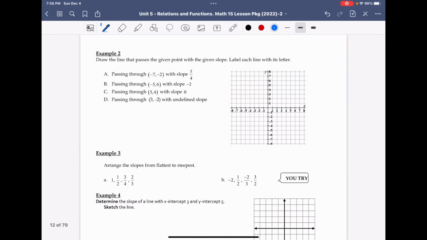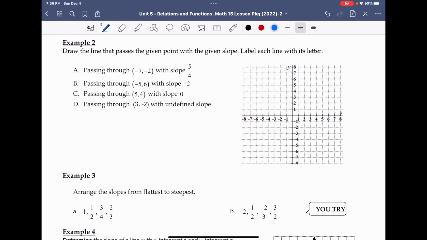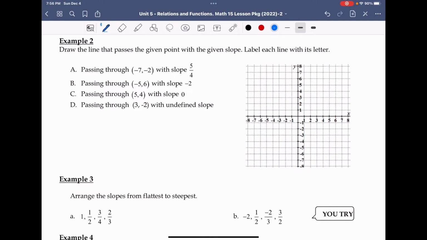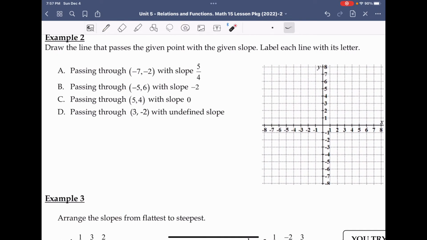All right, now example 2: draw the line that passes through the given point with the given slope, and then label each line with the letter. So what we're going to do here is, if they give us a point, we're going to take this point, map it, and then use the slope to create another point that would make the line. I'm going to use a couple of different colors here to represent these.